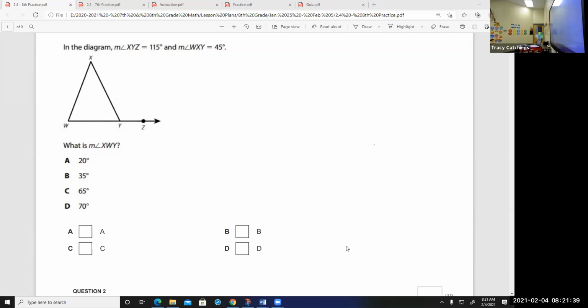We're going to be waiting forever. It's the easiest way to get your math work done. All right, the measure of angle XYZ, they told us is 115. Like I told us yesterday, do not be afraid to draw on your shapes. They also said WXY is 45. And they want us to figure out the measure of XWY.